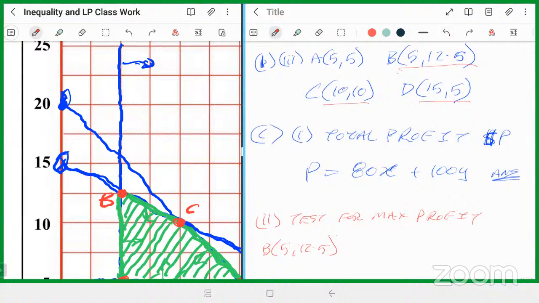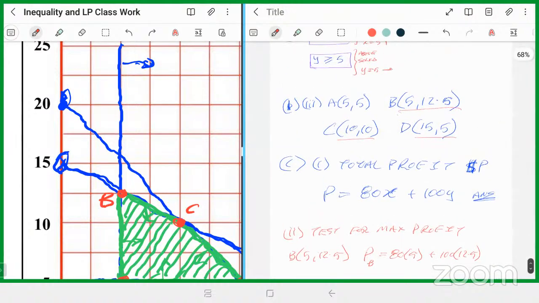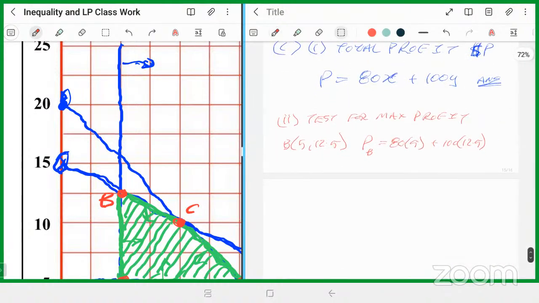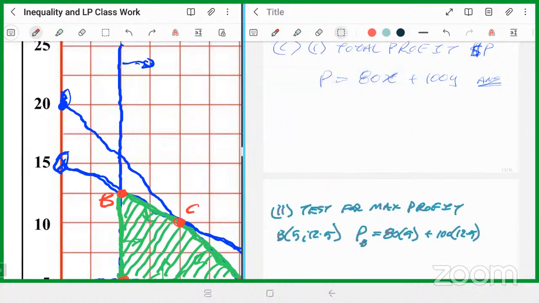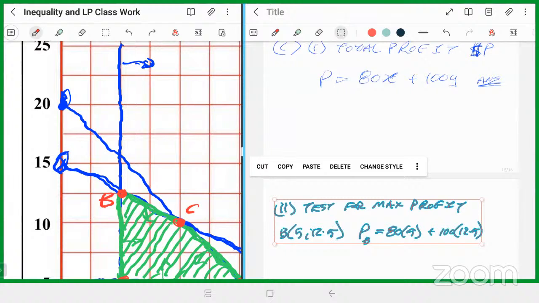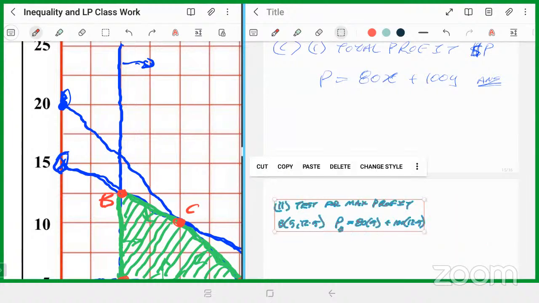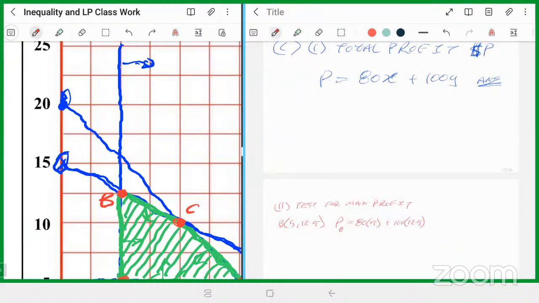All right, so the profit at B would be 80 times 5 plus 100 times 12.5. And you work that out. I'll make the circle smaller again. Shift it down and make the circle smaller. All right, you work that out. I think this was like 1650 or something like so. I don't... 1625.